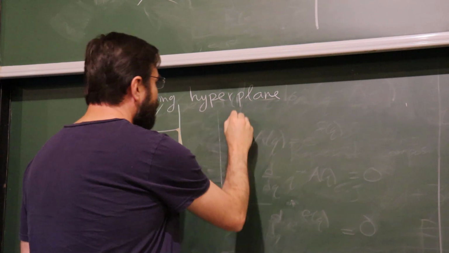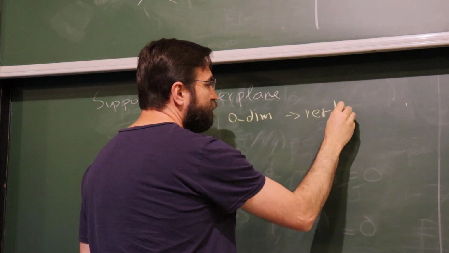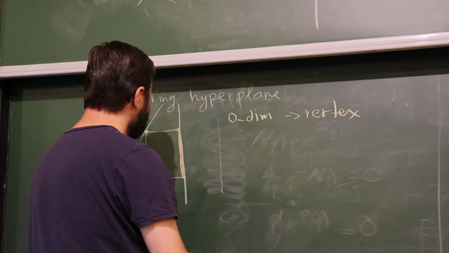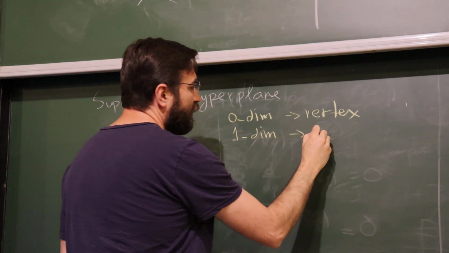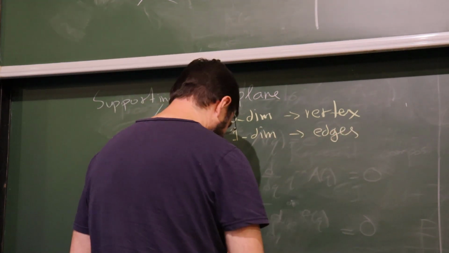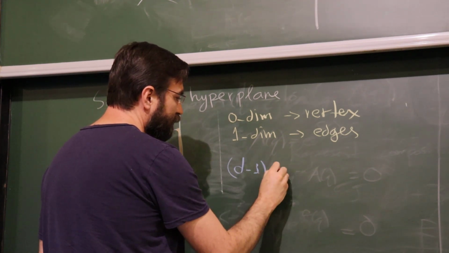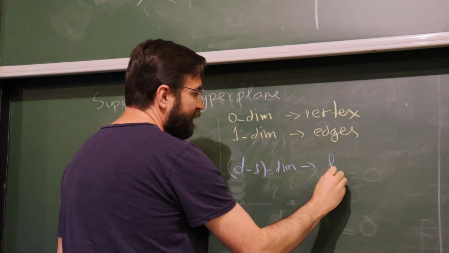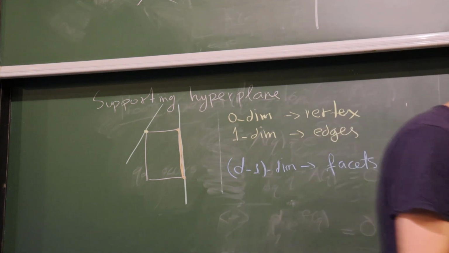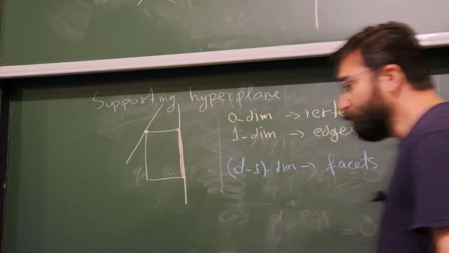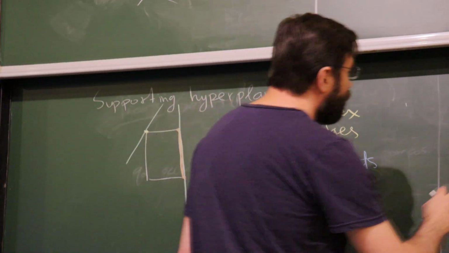Now, zero-dimensional faces are called vertices. One-dimensional are usually called edges, and minus one-dimensional are called facets. Okay, for n dimension. Good.